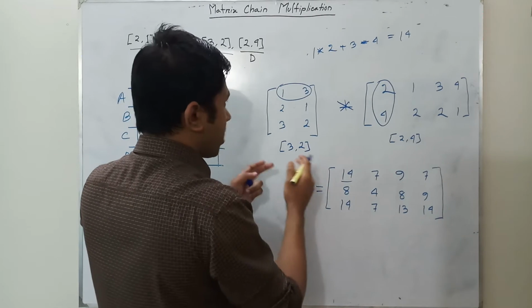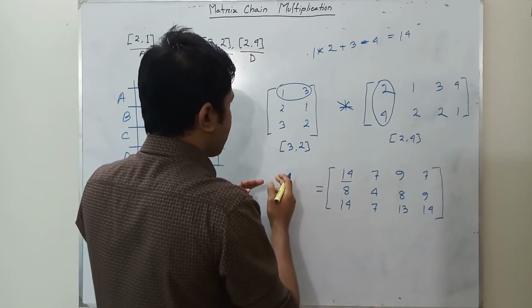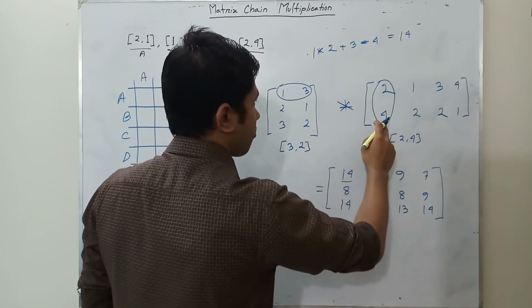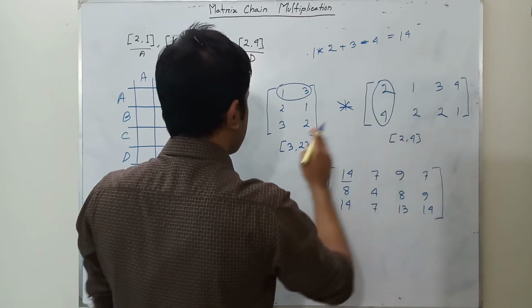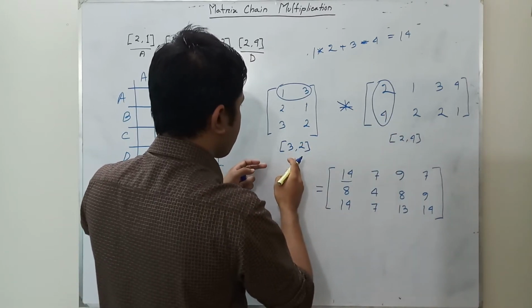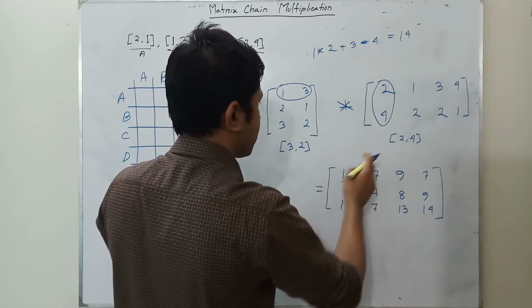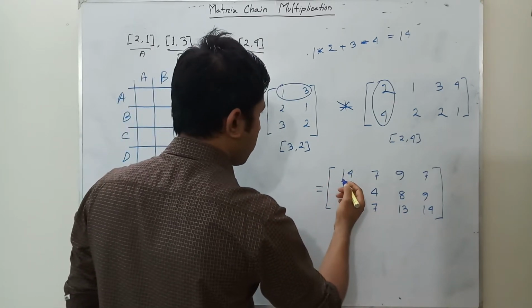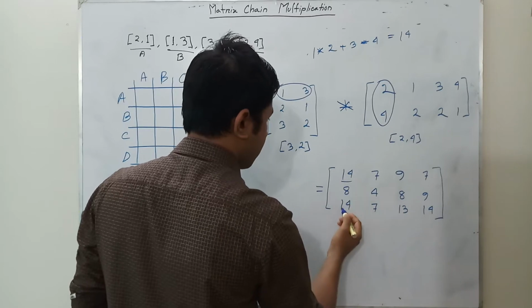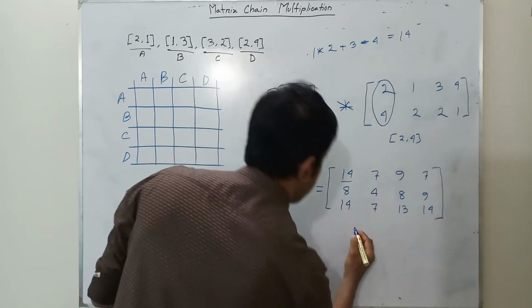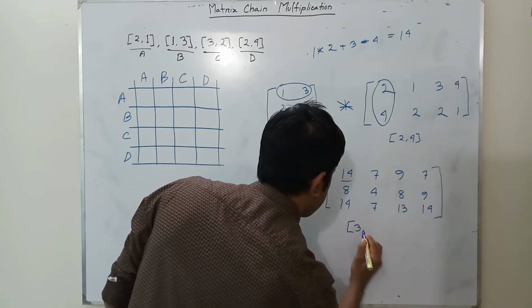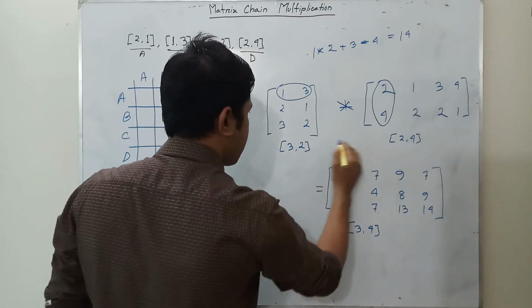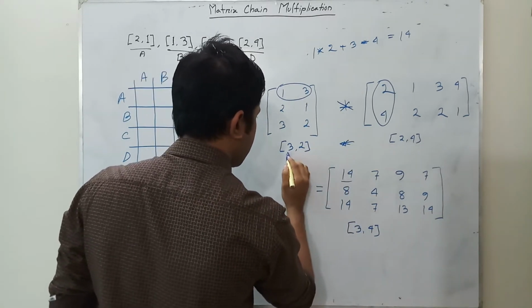So to multiply two matrices, the number of columns of the first matrix needs to be equal to the number of rows of the second matrix. And in the resulting matrix, we will get 3 rows and 4 columns. So the resulting matrix is a 3-4 matrix.